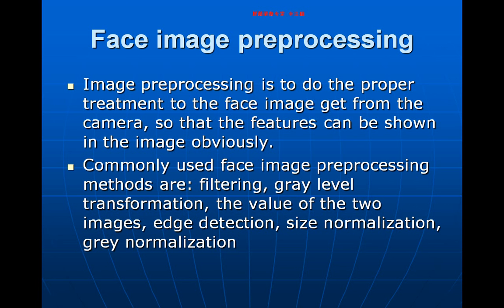This is our face image processing. Basically, image processing is to do the proper treatment to the face image obtained from the camera so that the features can be shown in the image obviously. It is a commonly used face image pre-processing method. Basically, we have filtering, gray level transformation, histogram equalization, edge detection, size normalization, and gray normalization.